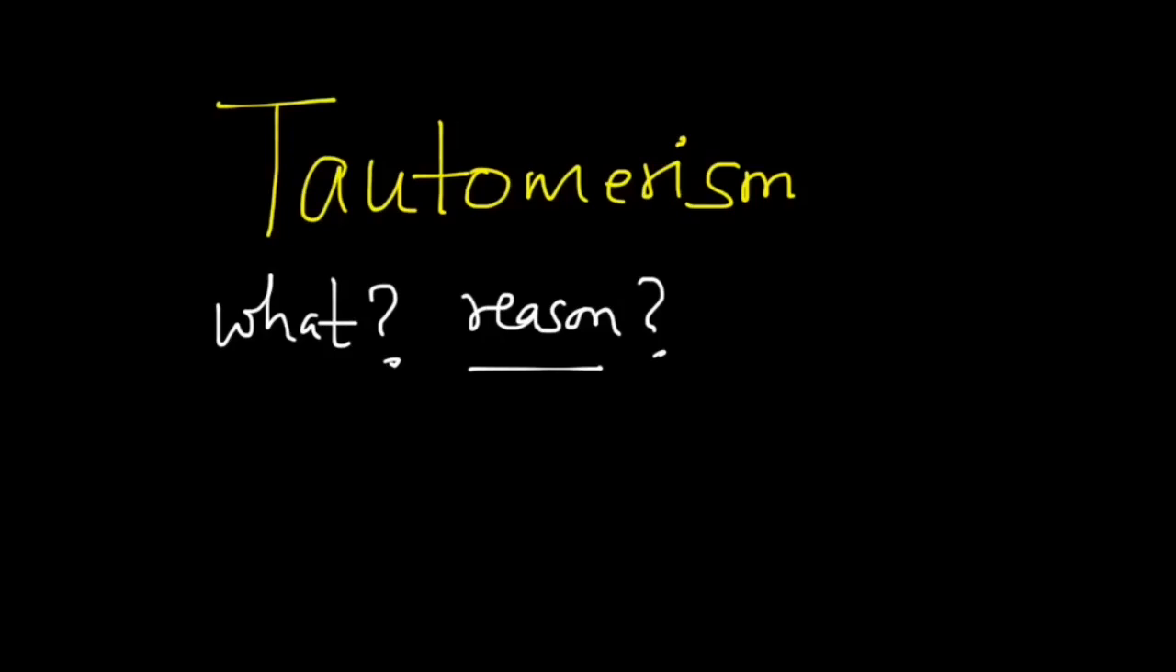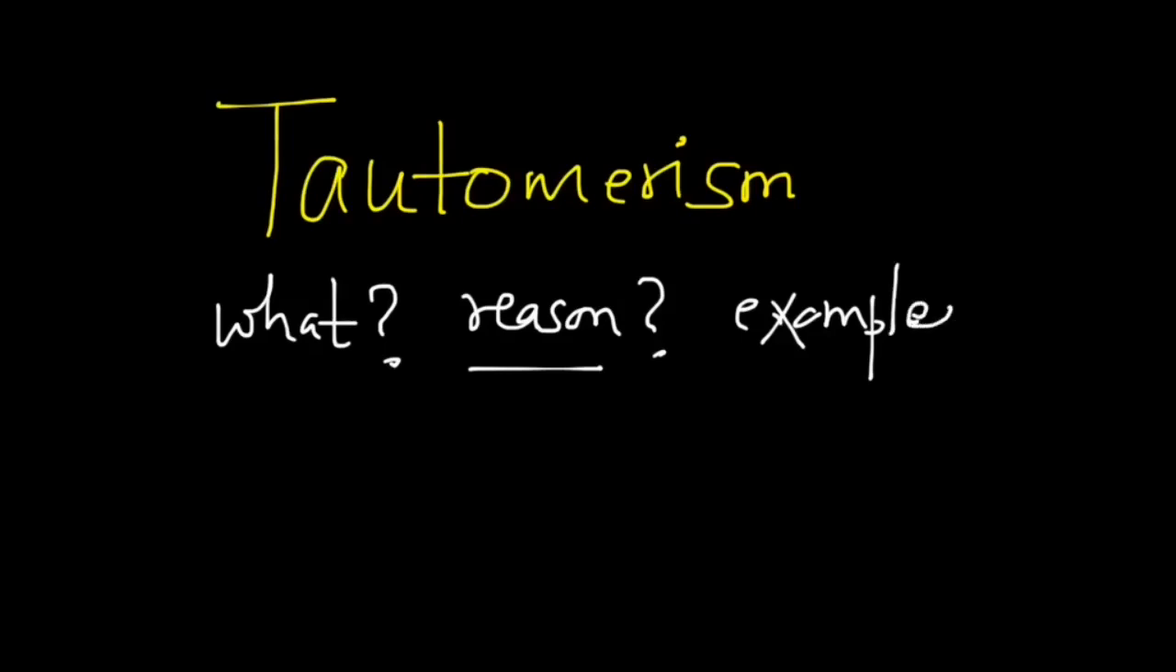In this video, we are going to talk about tautomerism. So we will take a look at what is tautomerism. Then we will decide the reason behind tautomerism. Why does it occur? Then we will take a look at some examples for tautomerism.